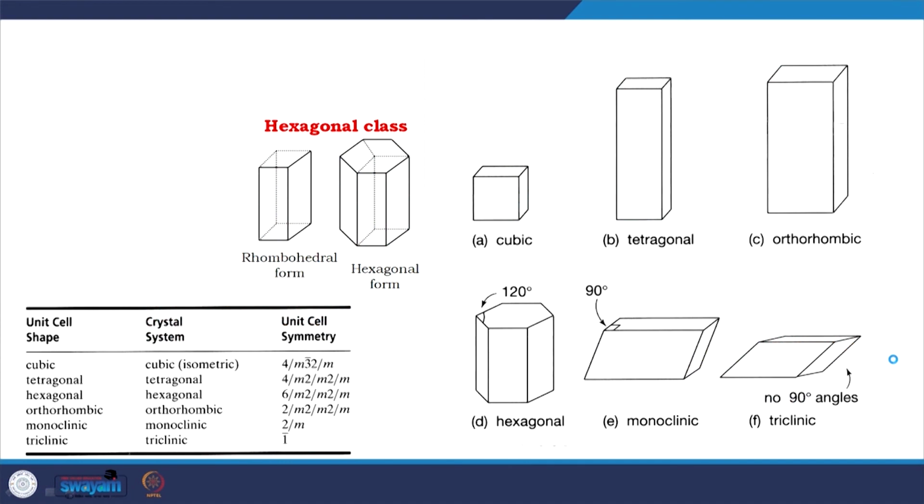So, as I told, the unique cell shapes are cubic, tetragonal, hexagonal, orthorhombic, monoclinic and triclinic. The crystal systems are cubic, tetragonal, hexagonal, orthorhombic, monoclinic and triclinic. Here you see 6, but we have 7 because the hexagonal class has 2, the rhombohedral form and the hexagonal form.